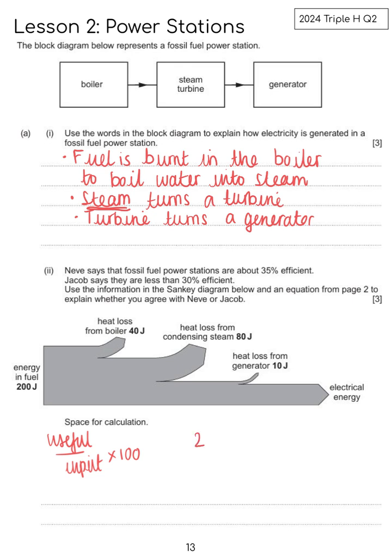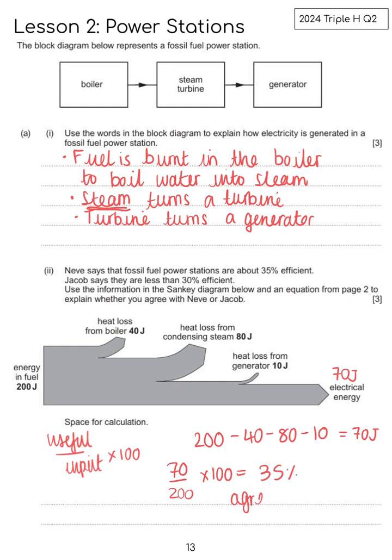So we started with 200 joules of energy, and then all of this is wasted, so we need to take it away and see what we have left. So we're going to do 200, take away 40, take away 80, take away 10, and you'll get left with 70 joules of our useful energy. So that's your first mark there. And then we do 70 divided by 200, that's our input, times it by 100 to get a percentage, 35%. So we'll say we agree with Neve.